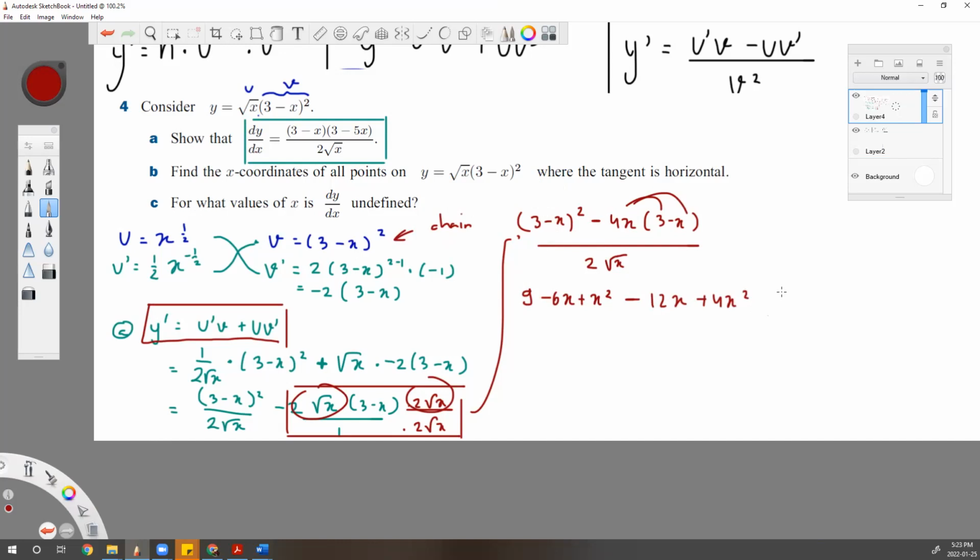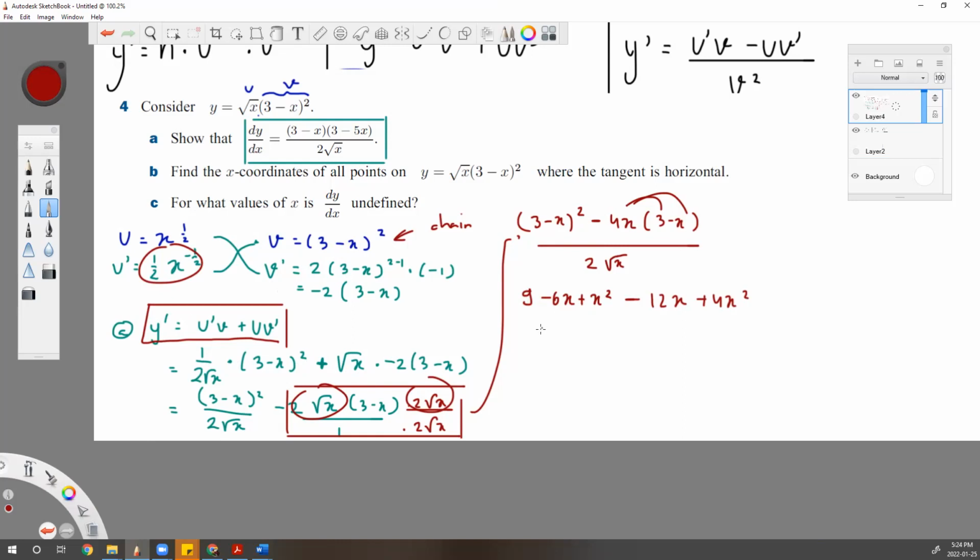Wait, what the heck is this? Why is it wrong? Wait. Give me a moment. 1 over 2 square root x here. This is 1 over 2 square root x times v, 3 minus x bracket square. That's it. Plus u v x n. That's also right. And then, okay, there you go. And let's try to solve it.